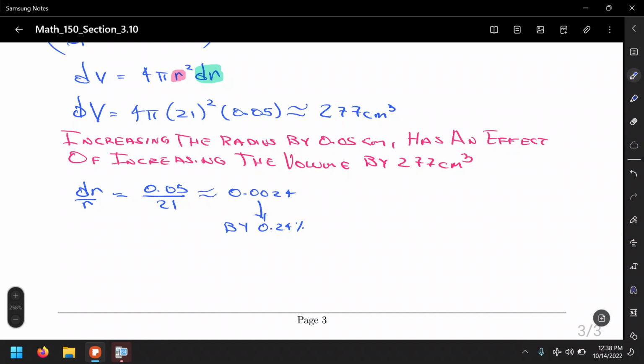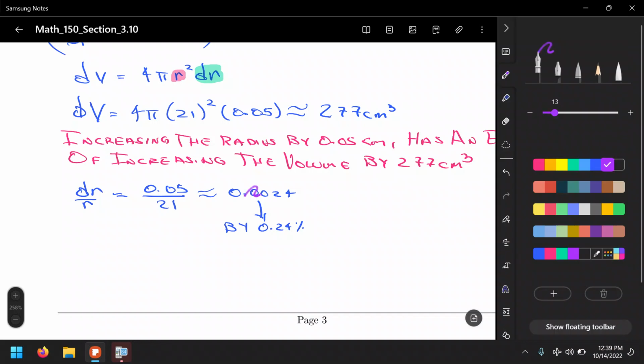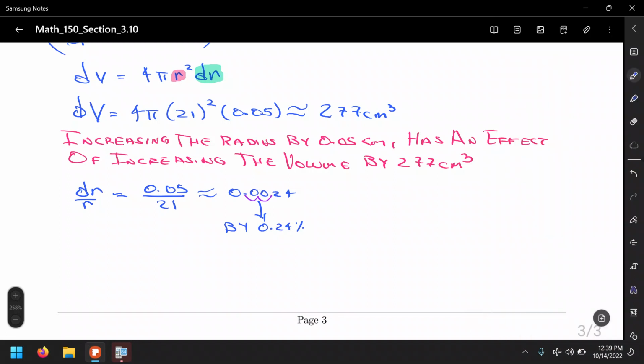Now, what about the effect in the volume? You said 24% bigger. It's not 24% bigger, right? It's 0.24 exactly. So we're going from this decimal, good question, and we move the decimal two places to the right to express this as a percent. Yep.